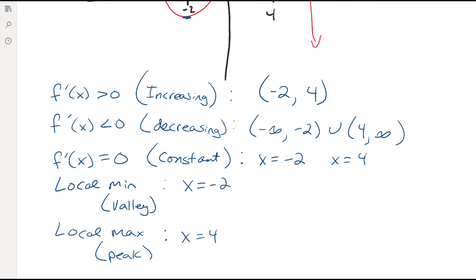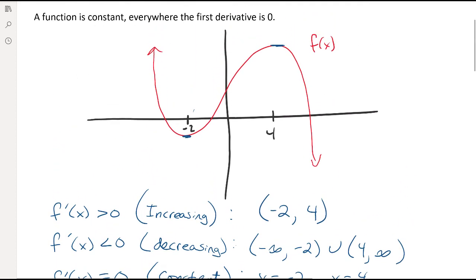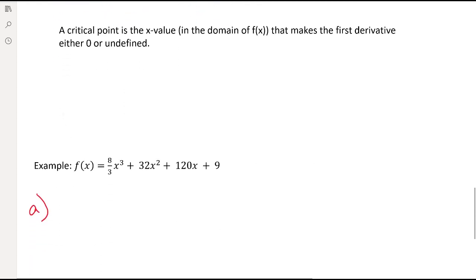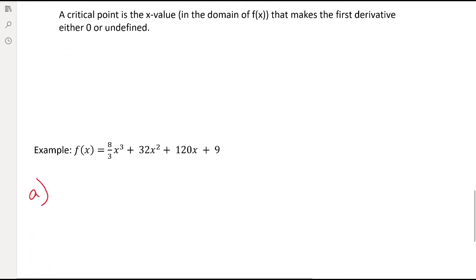Okay. All right. So visually, that's what we're looking at, or I should say graphically. Now what the first derivative test does is allow us to perform the same analysis, but we can do all of this without even looking at the graph. Before we do that, I have to introduce a new term here, and this term is called a critical point.